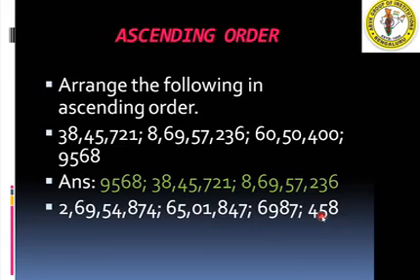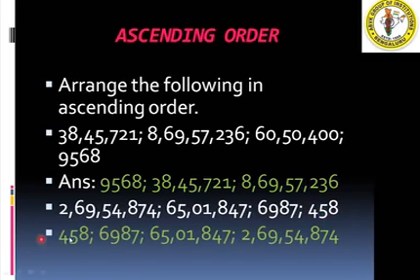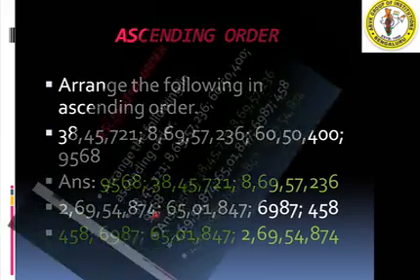So now I hope you know how you should read and how you have to arrange the numbers. So how will you arrange? So now this is the small number. This you will arrange as 458. Next 6,987 is a small number. Next here 2 crores and 65 lakh. So this 65 lakh is the small number compared to this number. We will write this number 65 lakh 1,847. And again you have here 2 crore 69 lakh 54,874. So in this way you will arrange ascending order.